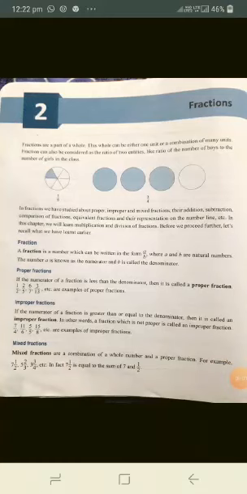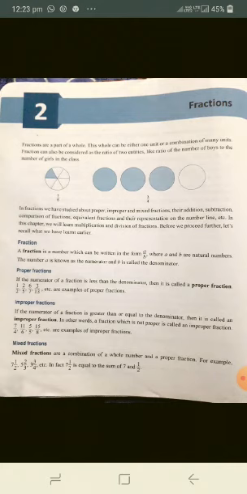This is the summary of chapter 2, fractions. What is meant by fraction? A fraction is a number which can be written in the form a by b, where a and b are natural numbers. The number a is known as the numerator and b is called the denominator.